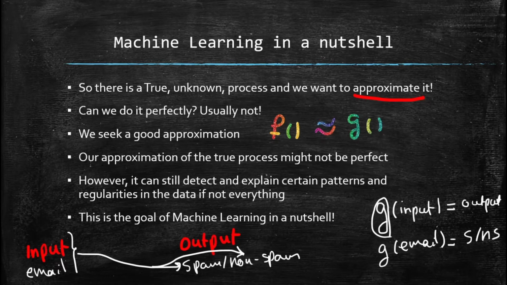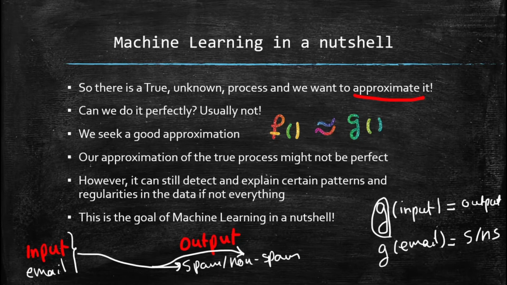Now, some of you might ask: how do you approximate? How do you evaluate the quality of your approximation? These are all questions that we will talk about later on. Probably not in this module, I'm not sure, I might include it later, but maybe in the next modules we will cover how to evaluate your approximation. For now, let's just say that our goal is to approximate the truth. Now, it can still detect and explain certain patterns, so this approximation might not be perfect.